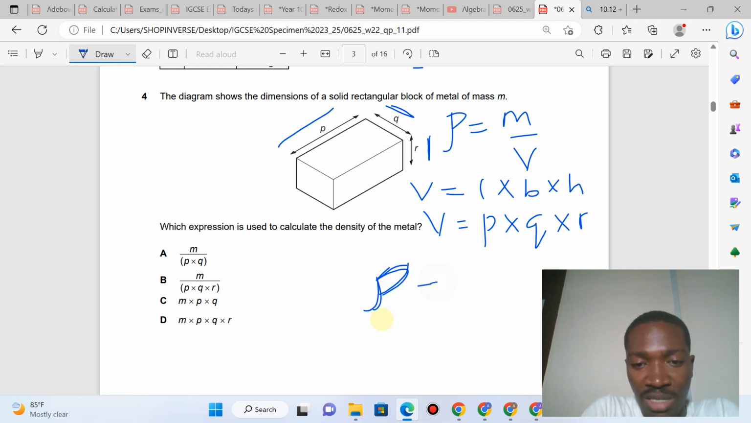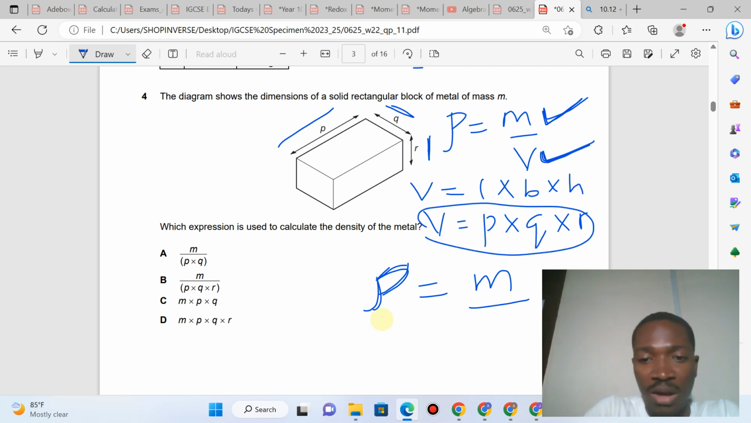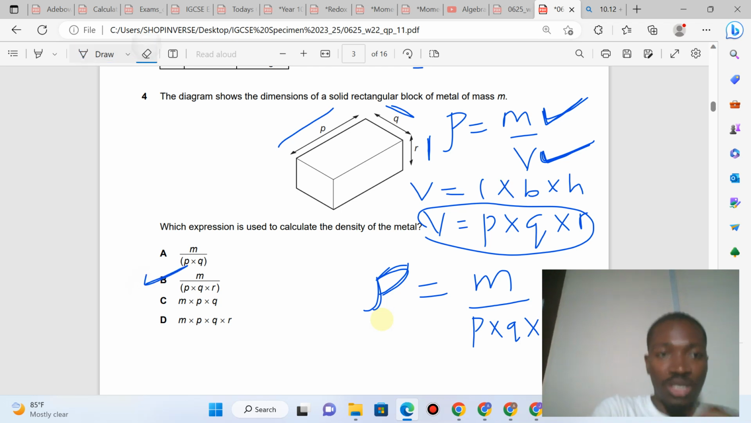So we substitute into the formula for density. Density equals mass divided by volume. Our mass is M, divided by volume. What's our volume? Our volume is what you have here: P times Q times R. So we have M divided by P times Q times R. This is the expression that gives us the density of the object, which is option B. So shade option B as the correct answer to this question.